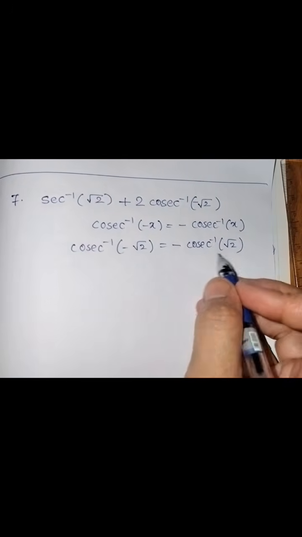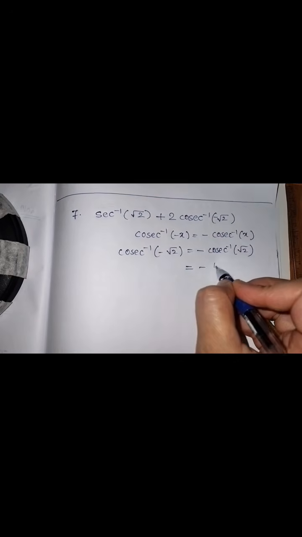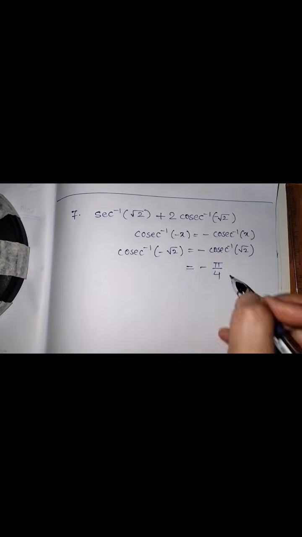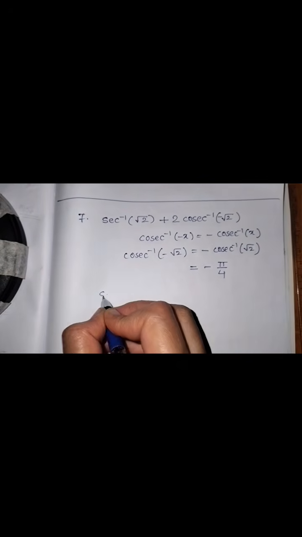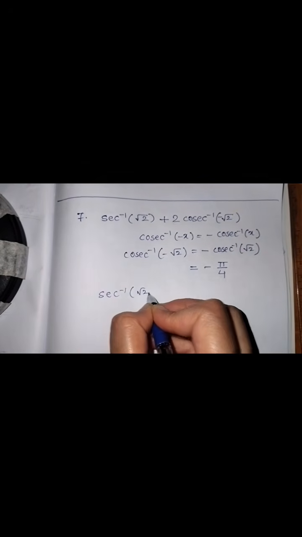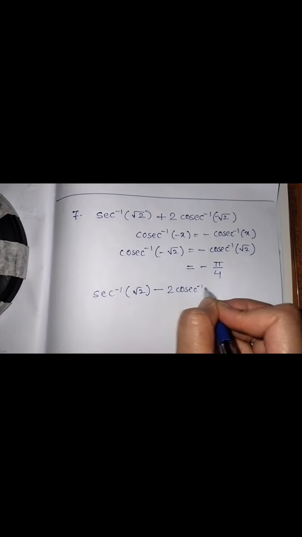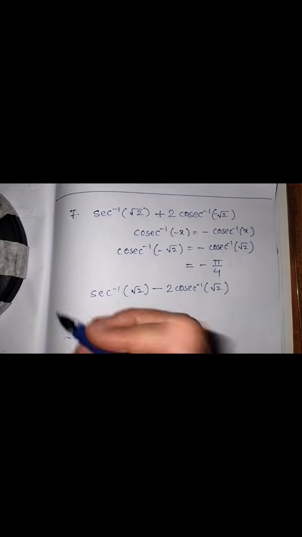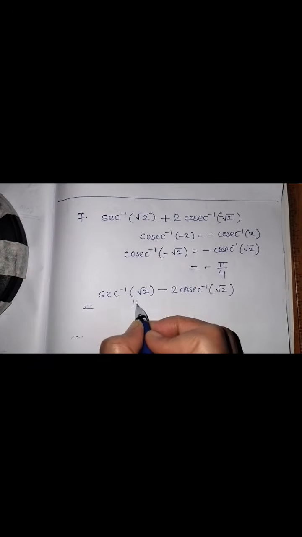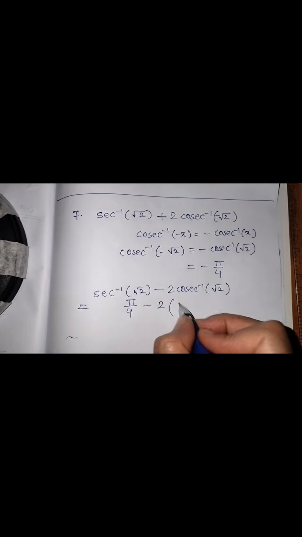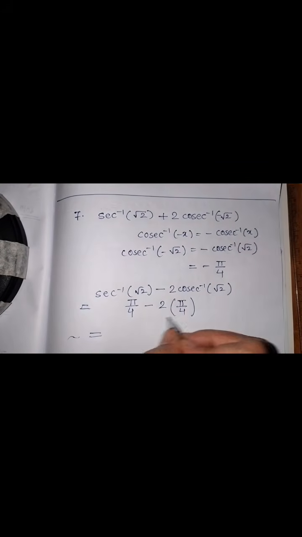cosec inverse √2 वैल्यू हमें कब मिलती है, π/4 पे, so it is π/4. cosec inverse √2 is π/4, so it is -π/4. Okay, so your question sec inverse √2, now you can take this minus sign outside, so it is -2 cosec inverse √2. So this is equal to, again sec inverse of √2 is π/4, -2 cosec inverse की वैल्यू क्या मिली है हमें, π/4. Okay, so this is equal to, and just cancel these two terms, so you will get -π/4.